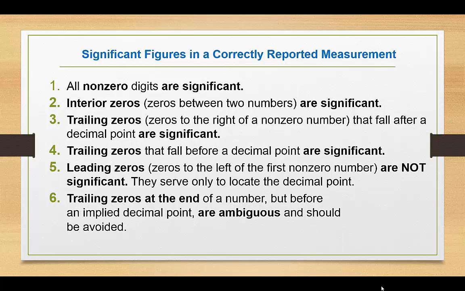But if a zero comes at the end of a number but before the implied decimal point, those zeros are ambiguous. And unless we have clarification, we cannot really assign significant figures to those. So now go back to that 20,000 leagues under the sea. If I gave you the number 20,000, there's no way of knowing if any of those zeros are significant or not. There's an implied decimal point at the end.